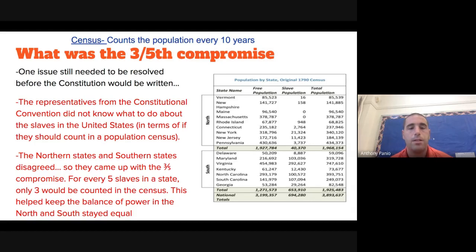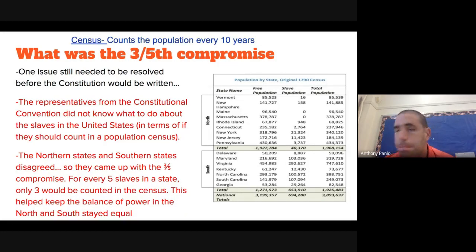So in some ways, it ended up helping our country, even though looking at it logically in 2020, we could say, well, this is just messed up. How do you not count a person as a full person? But this was the compromise to keep everyone happy in the North and the South. All right? So any other questions off of that?